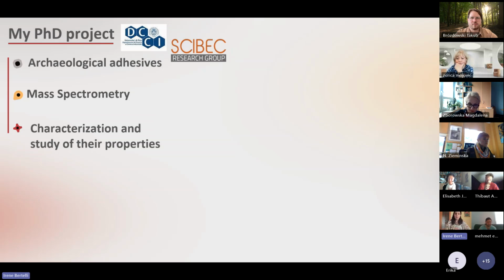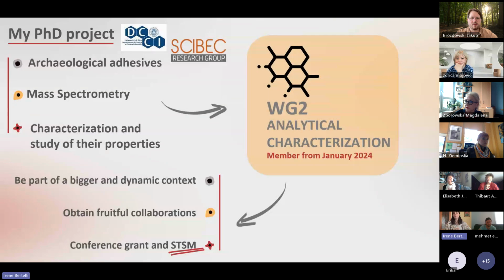So, due to the topic of my PhD project, I am part of working group 2 of the COST, the one that deals with the analytical characterization, since January 2024. And being part of this COST gave me the opportunity to set my PhD project in a bigger and more dynamic context, and in this way obtain collaboration and also support for my research, like this STSM grant.